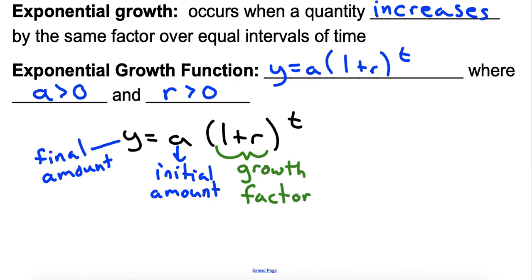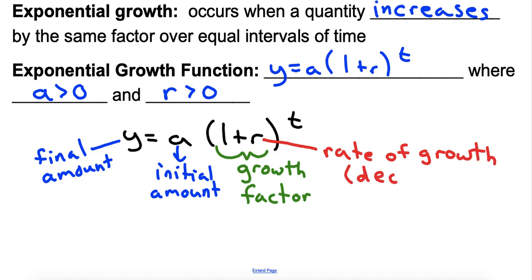So if it's 2, it's doubling. If it's 3, it's tripling, and so on. The r itself is the rate of growth, or growth rate, and of course that has to be put in as a decimal. And then t is the easy one. T is time, and that time can be in whatever you're dealing with. So if the problem deals with years, t is in years. If it's dealing with minutes, then t is in minutes.